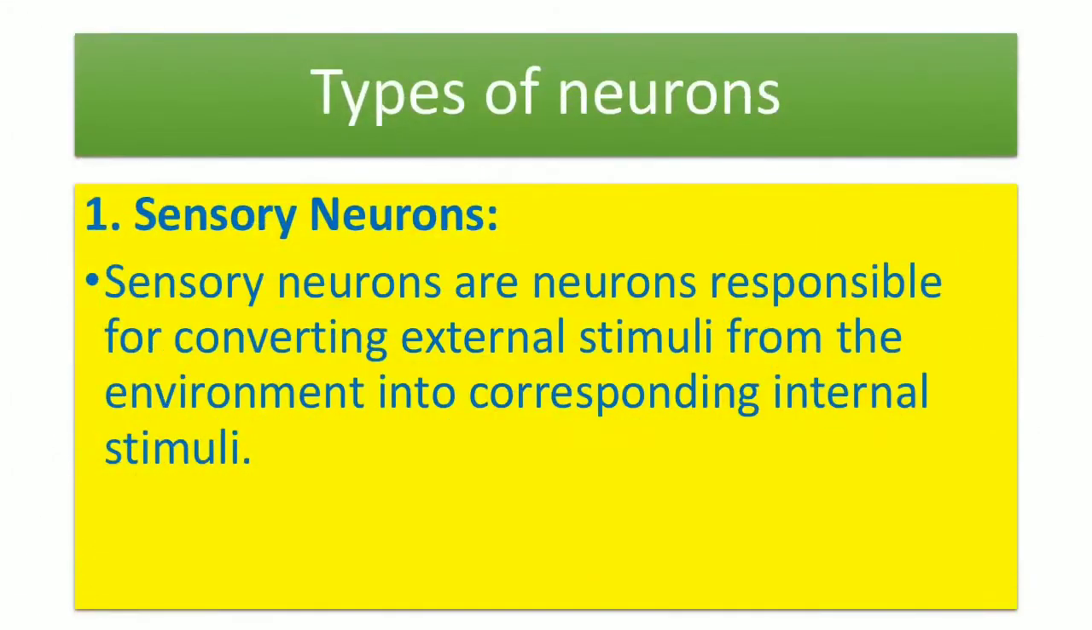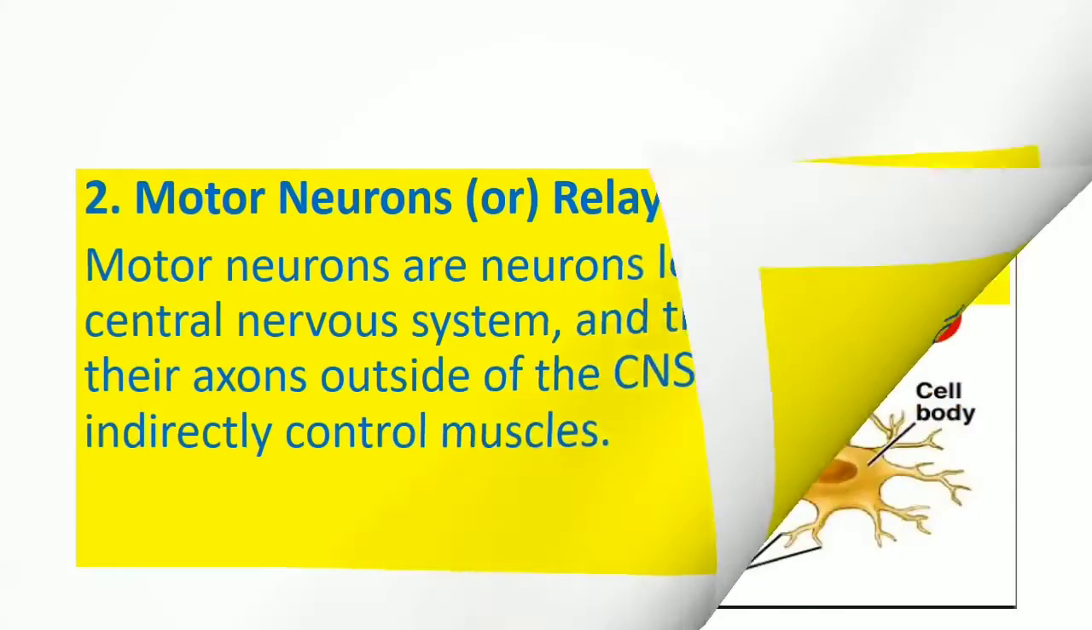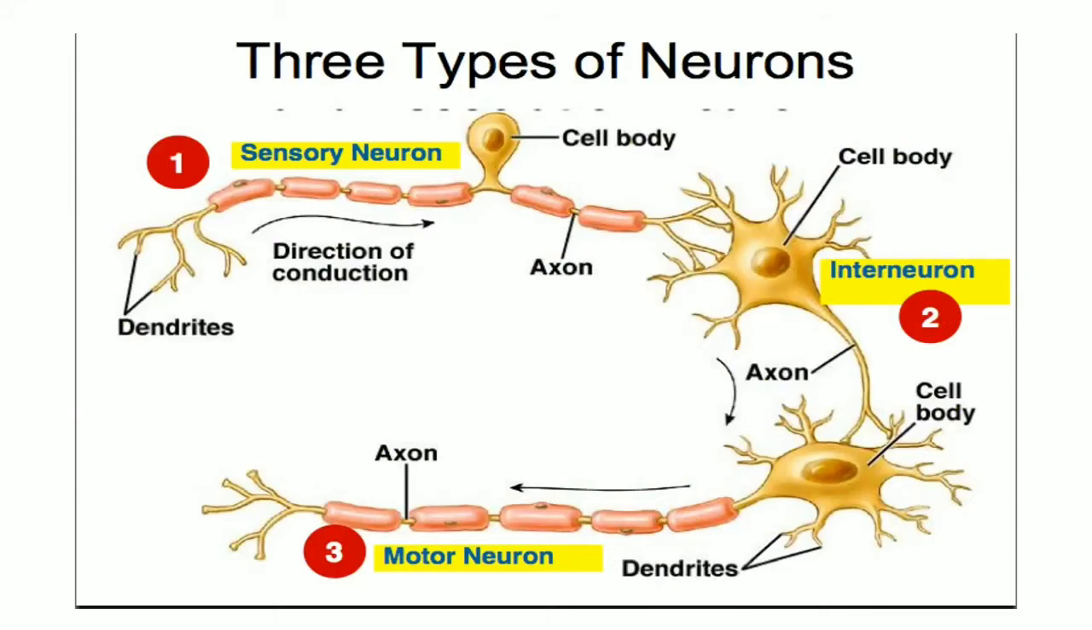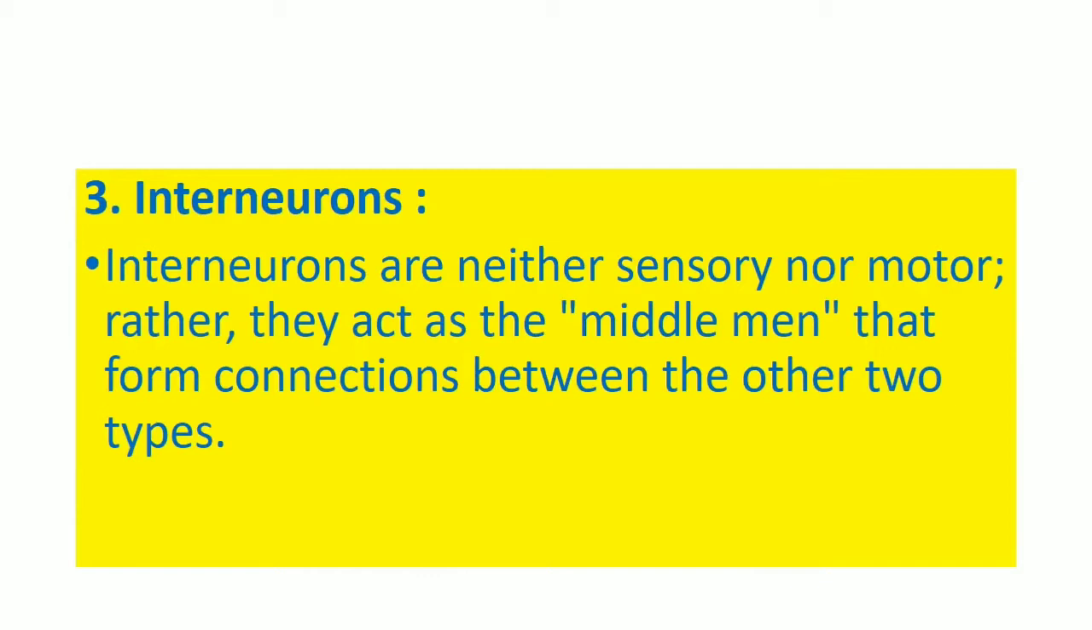Okay. Now types of neurons, that is sensory neurons which coordinate with your senses, and motor neurons, also known as relay neurons, which are related to your muscle control. Okay. Then the three types of neurons, sensory, interneuron and motor, all three are given in the structure. Interneurons are neither sensory nor motor, but they are the middlemen, the connectors from one to the other. Okay.